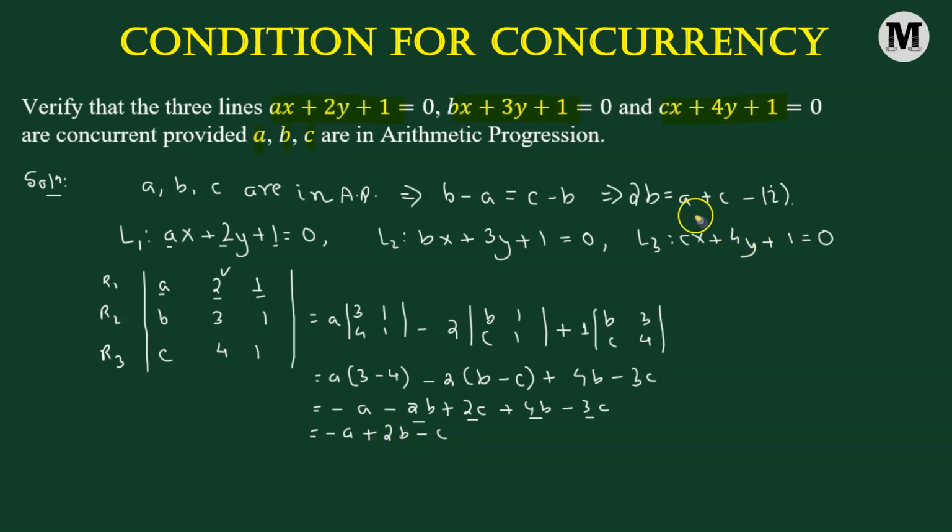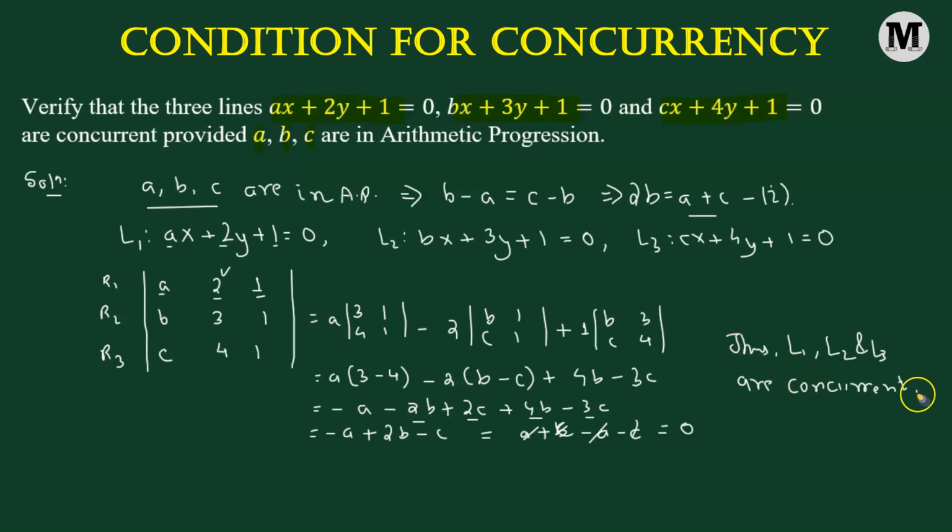Now since 2b equals a plus c, in place of 2b we put a plus c, and we already have negative a and negative c as the terms present. So all the terms get cancelled, leaving us with 0. So we have shown that the determinant equals 0, which proves that these three lines are going to be concurrent. Thus, the three lines L1, L2, and L3 are definitely going to be concurrent in nature. That means they are going to pass through a common point, provided a, b, and c are in AP, that means in arithmetic progression. Hence proved.